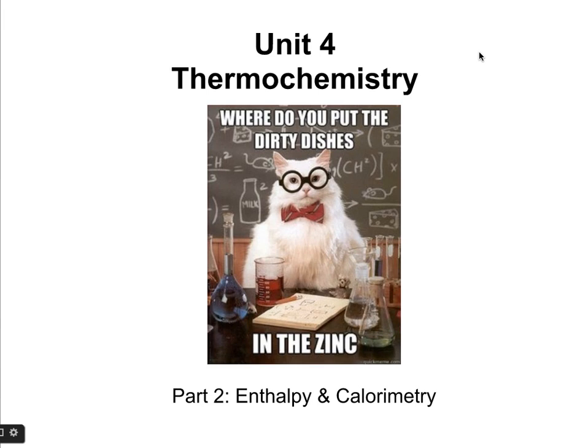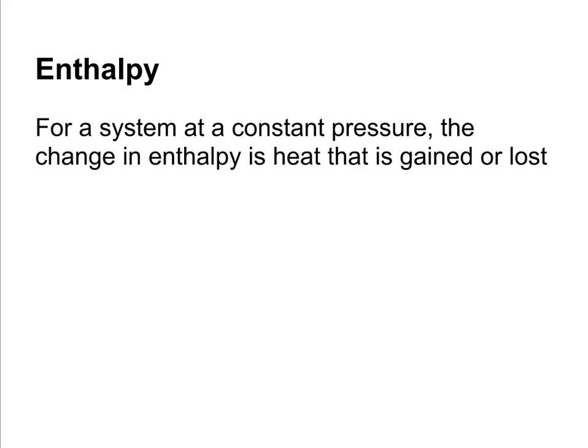Part 2 of Unit 4 is about enthalpy and calorimetry. The definition of enthalpy is, for a system at constant pressure, the change in enthalpy is the heat that is gained or lost. We're going to abbreviate enthalpy with the letter H, because that makes lots of sense, but that's the way it is. When we're doing calculations with enthalpy, we're trying to find delta H, the change in enthalpy, or the change in heat that's gained or lost by a reaction.